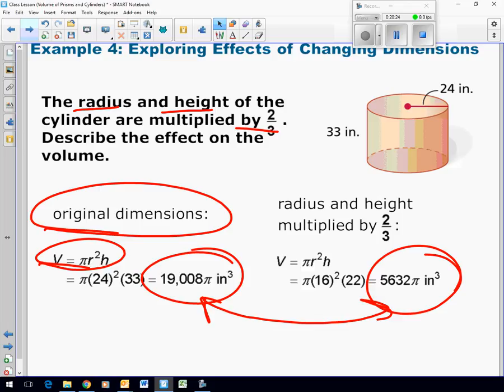Take 19,008 pi and divide it by 5632 pi. What's the combo then? It's 3.375, and if you look at the fraction form, it's almost 27/8, which is about 3. So it shrank by almost exactly a third, okay? No, I said that wrong. 2/3.